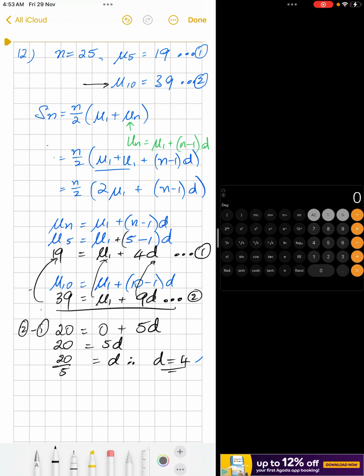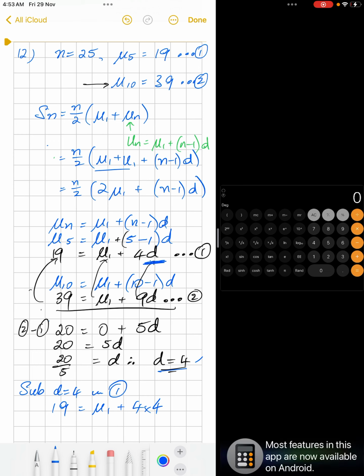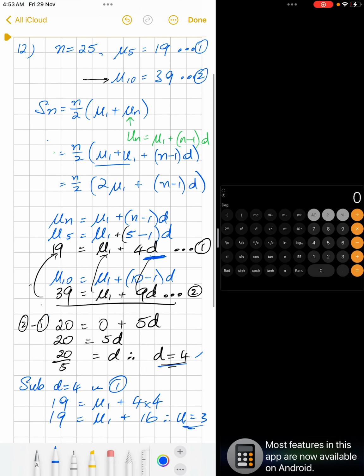Let's find the first term by substituting d equals 4 into, say, equation 1. So 19 equals the first term plus 4 times 4. So if 19 is u1 plus 16, therefore u1 is 3.